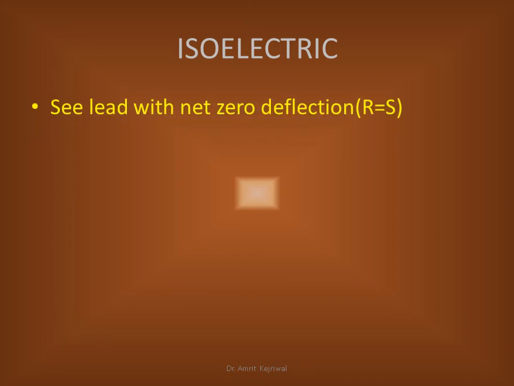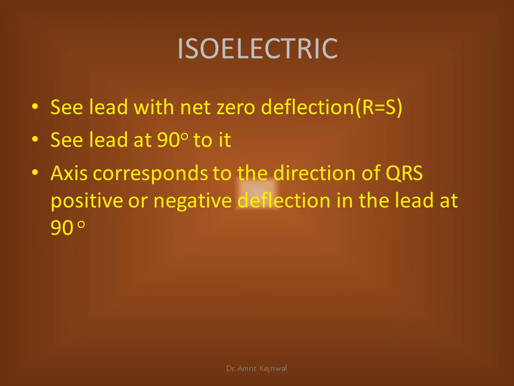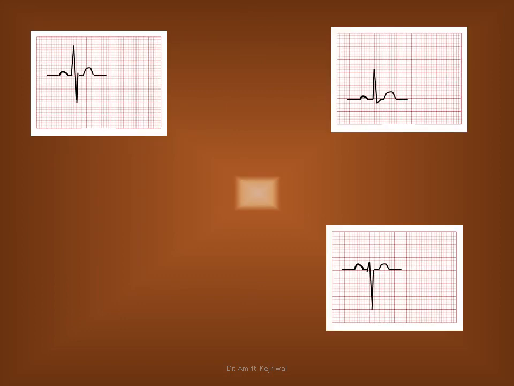Now isoelectric is one of the types which I like the most. Any lead with net zero deflection, see the lead at 90 degrees to it, and the axis corresponds to the direction of the QRS complex, positive or negative deflection, in the lead at 90 degrees. So here you've got an electrode which is showing almost the same QRS complex above and below. The R wave is almost equal to the S wave. See the axis at 90 degrees. If it is showing positive, the axis is in this direction. If it is showing negative, the axis is in this direction.